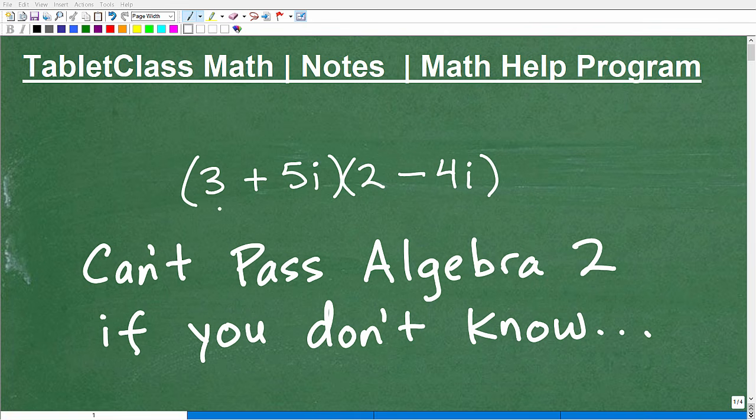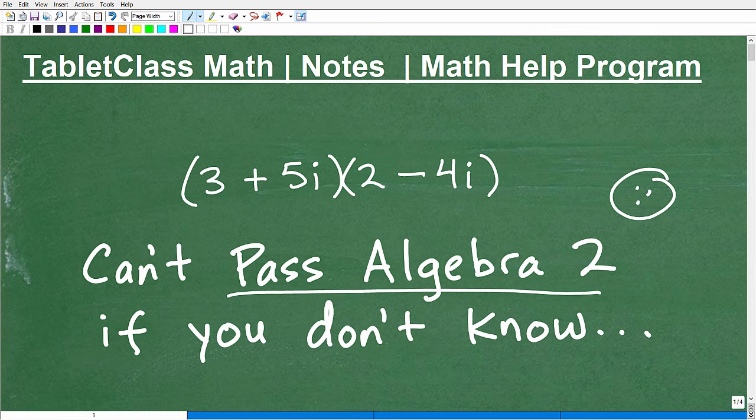Okay, so can you do this problem? And if you cannot, then you're going to have a difficult time passing Algebra 2. But no need to panic. We don't need to get into this state and be like, oh my goodness, I'm going to fail Algebra 2. No, that doesn't have to be the case at all. Okay, but we do need to fix this real quick.